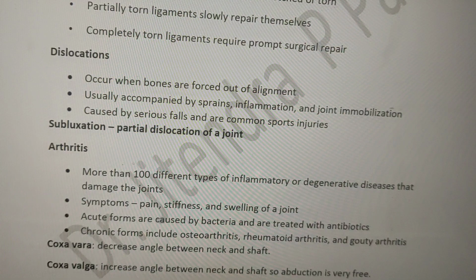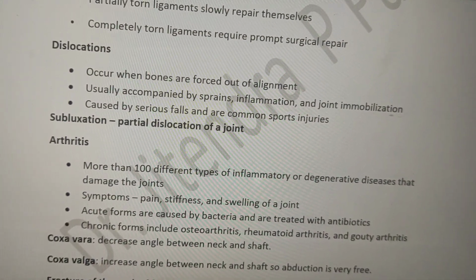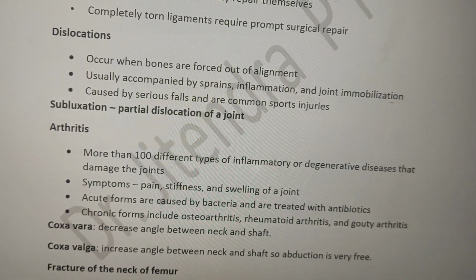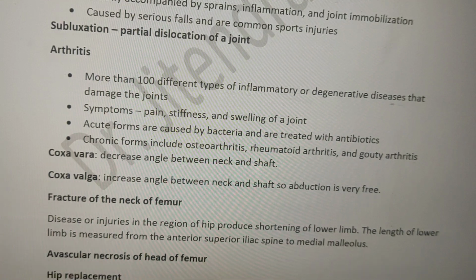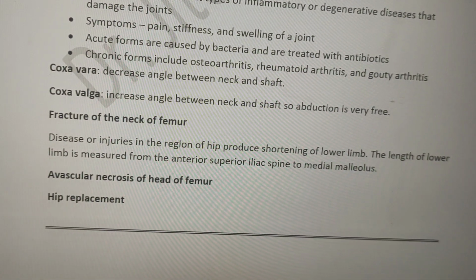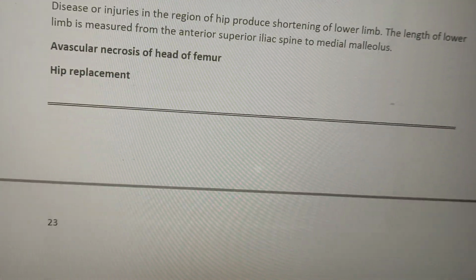Arthritis mainly occurs in old age, after 45 or 50 years. Coxa vara, coxa valga, fracture of the neck of the femur, avascular necrosis of the head of the femur, hip replacement. So these are the clinical aspects of the joint. So you should write under the following headings in the short note.